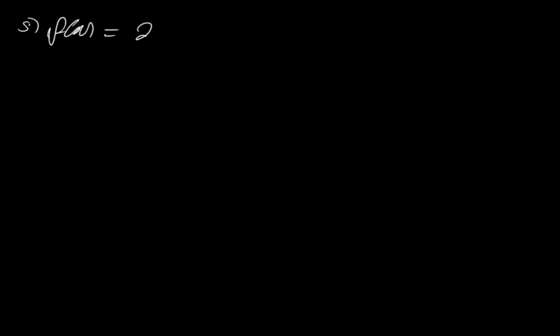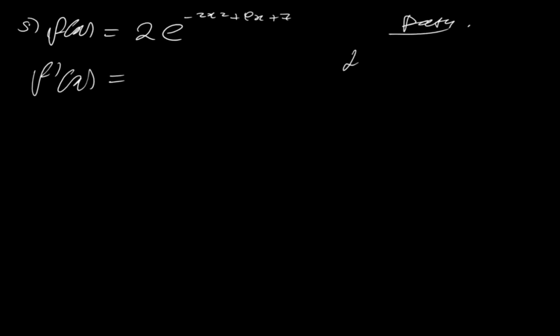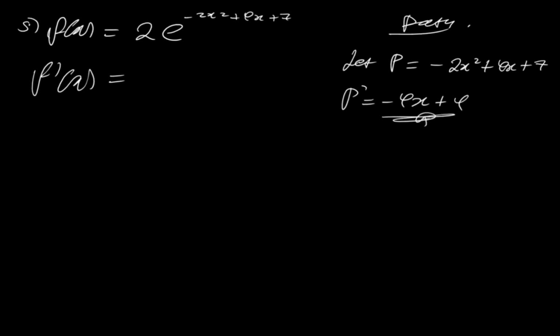f of x is equal to 2e to the minus 2x squared plus 4x plus 7. So, find f prime of x. Just collect data: let p be equal to negative 2x squared plus 4x plus 7. Then find the derivative of p. This one is an easy one. So p prime will be equal to what? The power multiplies the coefficient, so you get minus 4x plus 4. You get the hang of it now.